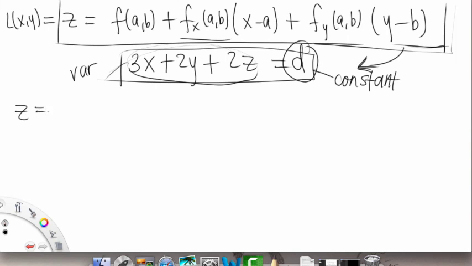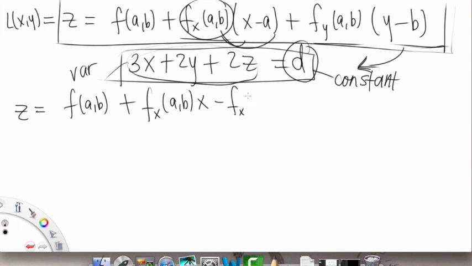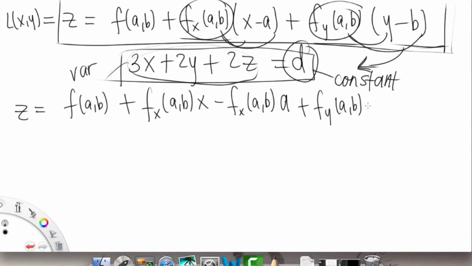So the first thing I'm going to do is say z is equal to f of ab, and then I'm going to distribute this f sub x term, okay? So if I distribute that, I get f sub x evaluated at ab times x minus f sub x evaluated at ab times a. And then I'm going to do the same exact thing with this f sub y. I'm going to distribute that to both of those inside terms. So f sub y evaluated at ab times y minus f sub y, again at ab, times b.